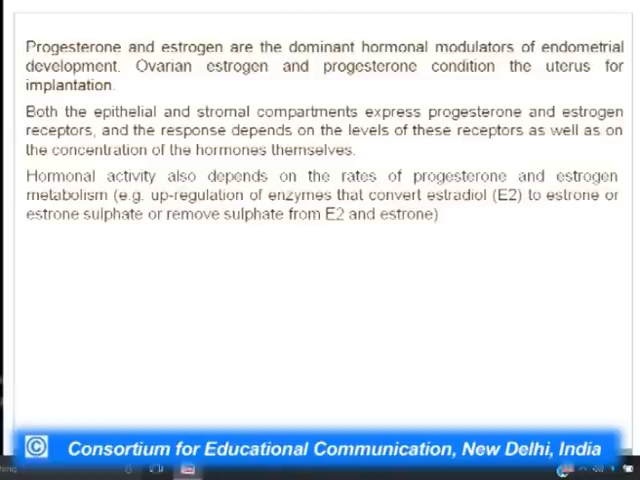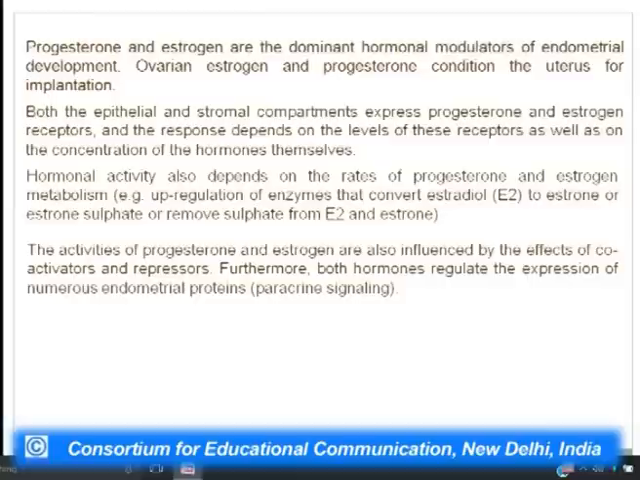The hormonal activity also depends upon the rates of progesterone and estrogen metabolism. For example, upregulation of enzymes that convert estradiol to estrone or estrone sulfate, or remove the sulfate from E2 and estrone. So, basically not only the concentration of the hormones makes a difference, but also the metabolism of these hormones makes a difference for the endometrial lining.